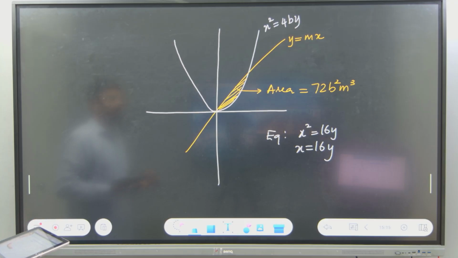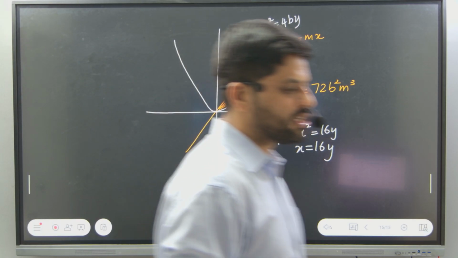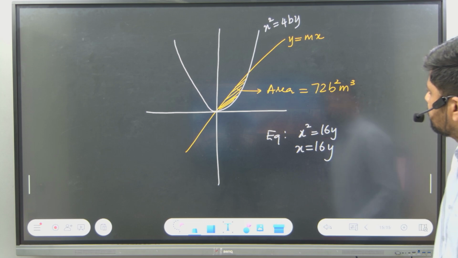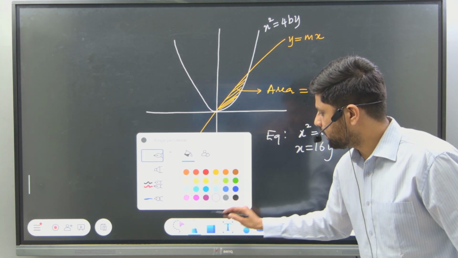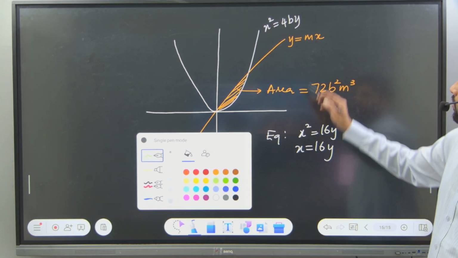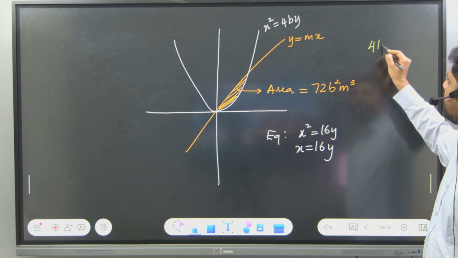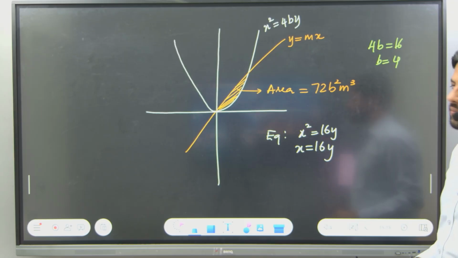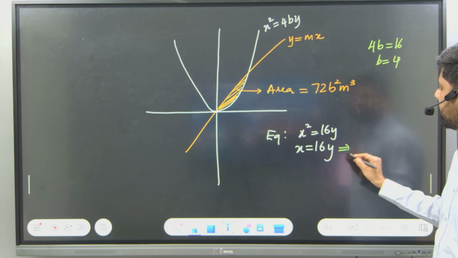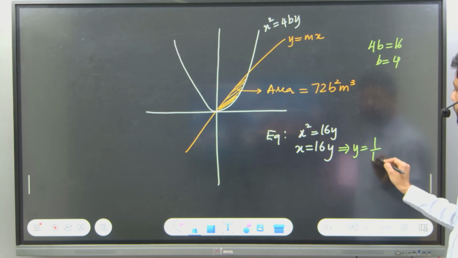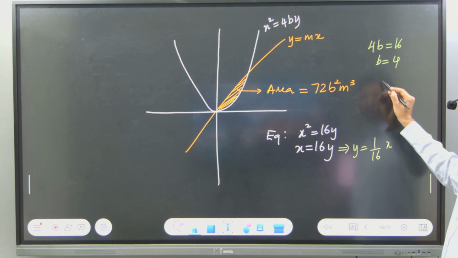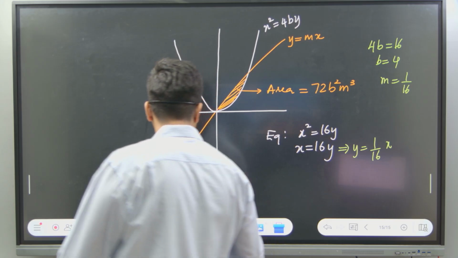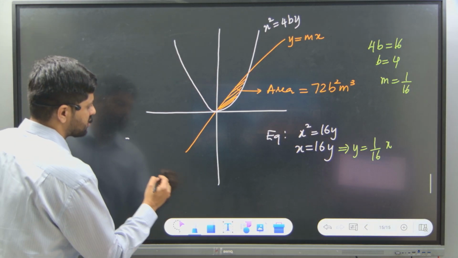So what will happen? How much is b and how much is m? B is to, how much is b? Anyone? B is 4. 4b is equal to 16. B is equal to 4. How much is m? Very good, because you have to rewrite it in the format of y is equal to mx. So m is 1 by 16. You have to solve and find out what the area is going to be.